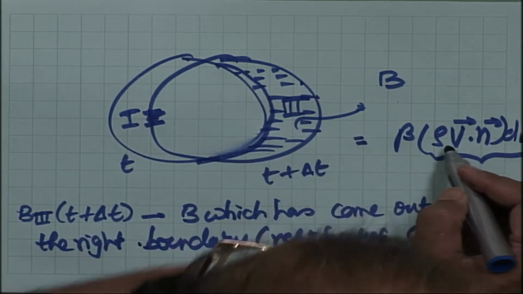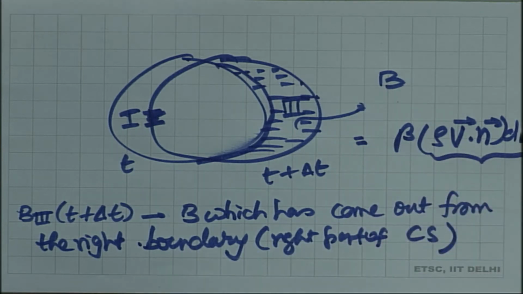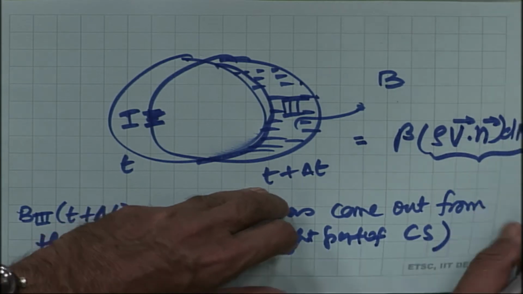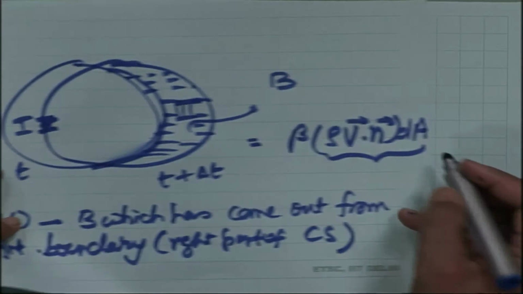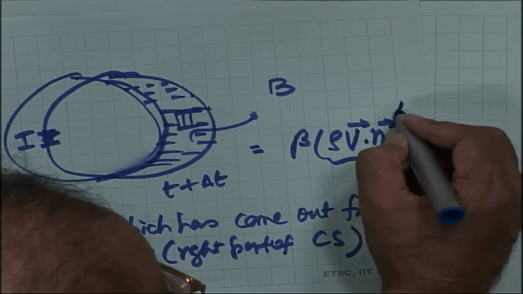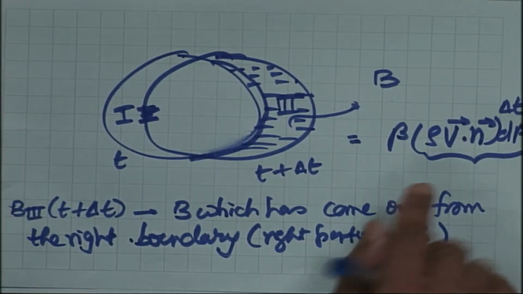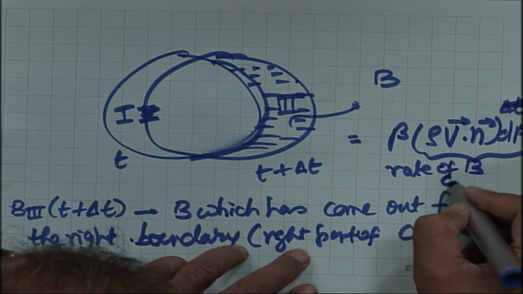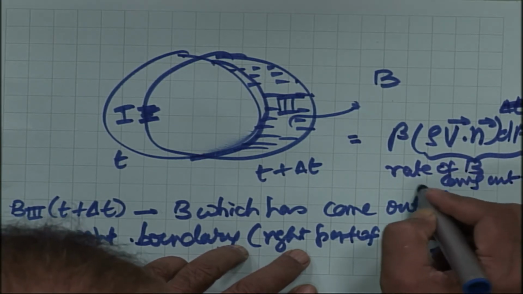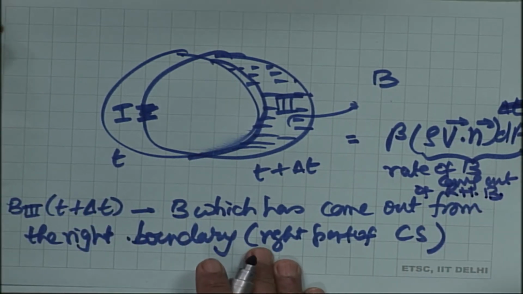Now, when I multiply the volume flow rate with rho, I get the mass flow rate, and if I multiply by beta, that becomes equal to the total mass which has come out, the mass flow rate of that. If I multiply this by delta t, I will get the total amount of B3. So, this B3 is the amount of B coming out of the right hand boundary.